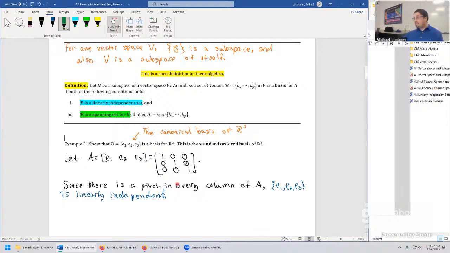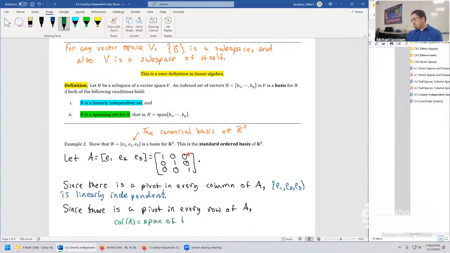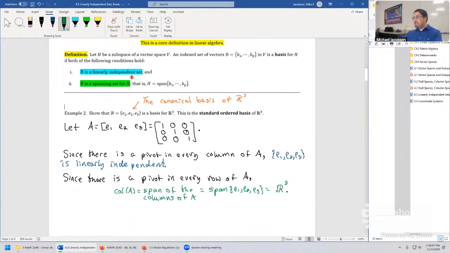Then the other concept is, well, there's also a pivot in every row. So we can say, since there is a pivot in every row of A, pivot in every row means the column space of A, which is the span of the columns of A, or you could just have said span E1, E2, E3, however you decide to say it, it's equal to the entire space, R3 itself. So that checks independence, that checks spanning.